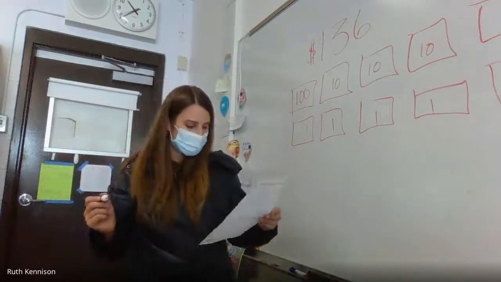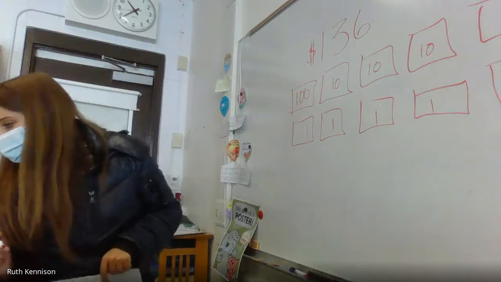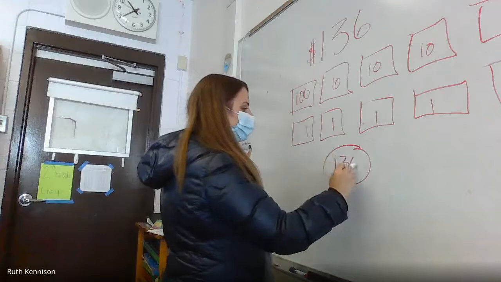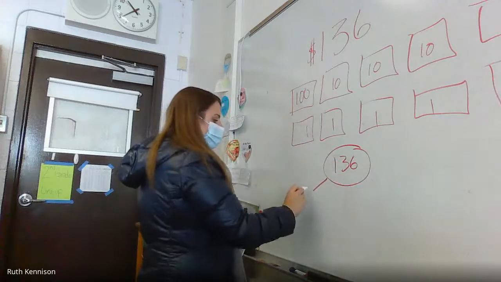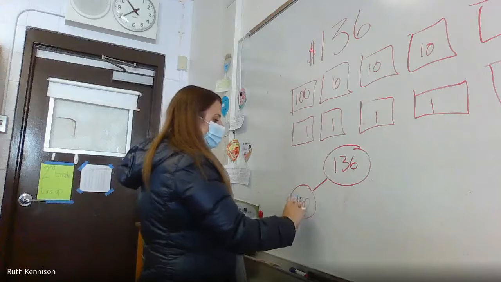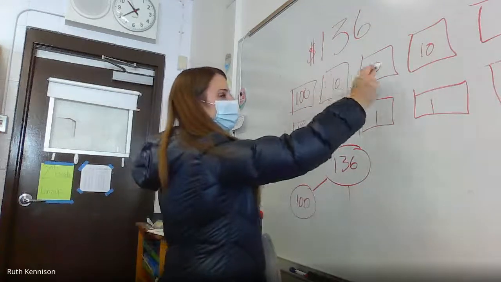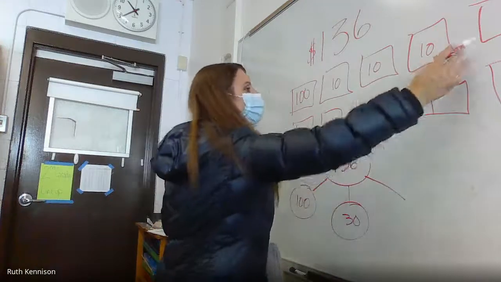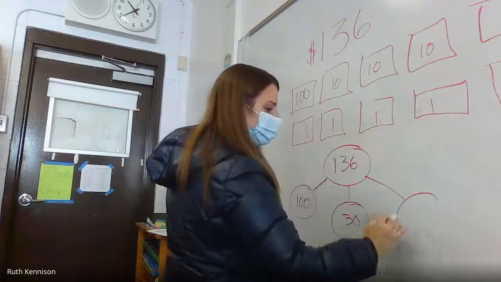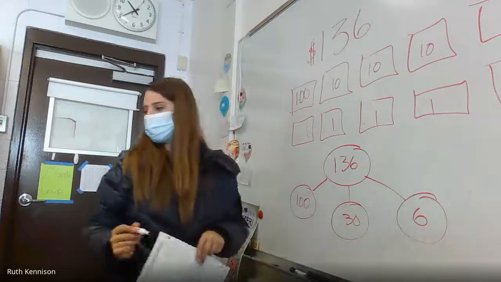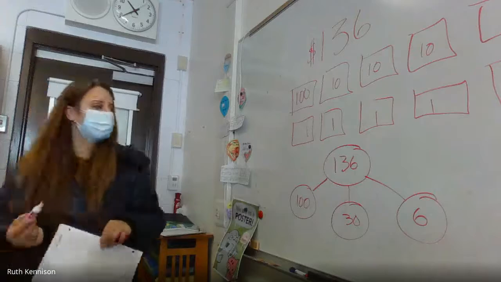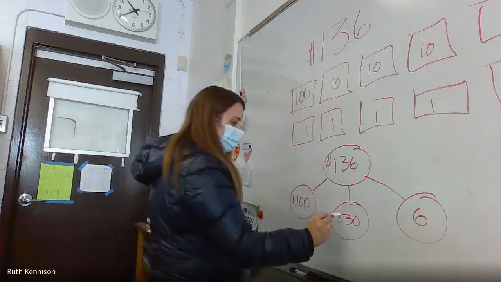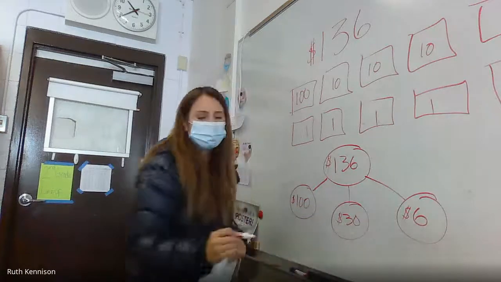Okay, and then we go like this. We do like a number bond. We write our number bond. I've got 136 as my total. I have $100. I have 10, 20, 30 in tens. And I have 1, 2, 3, 4, 5, 6 in ones. And that's my number bond for that, right? And I can even write those dollar signs so that people know I'm dealing with money.